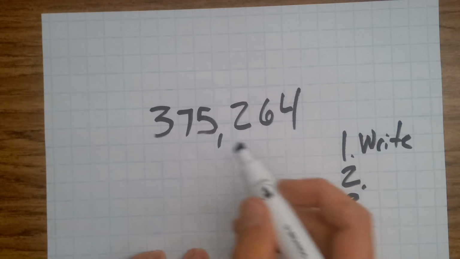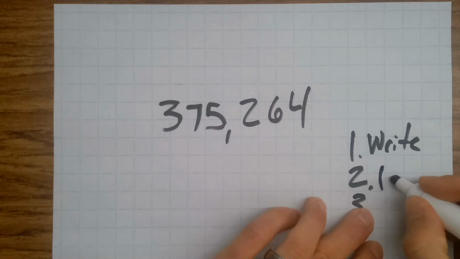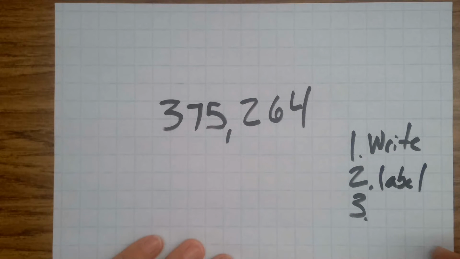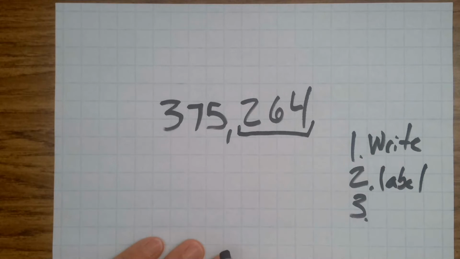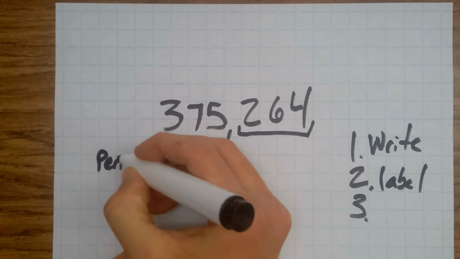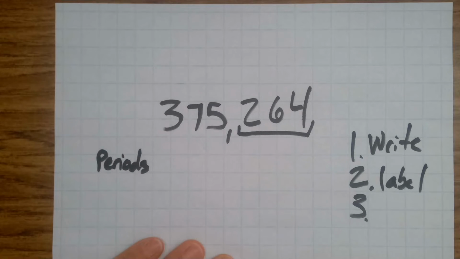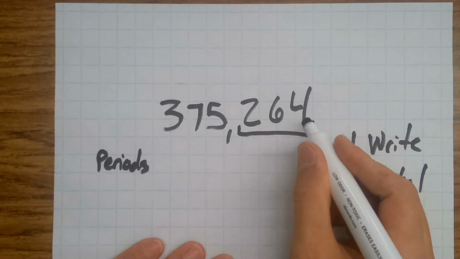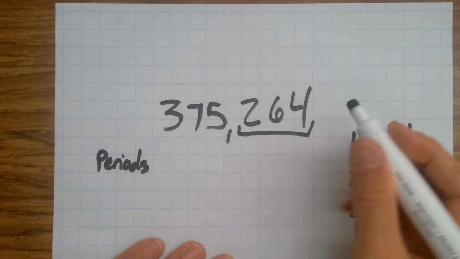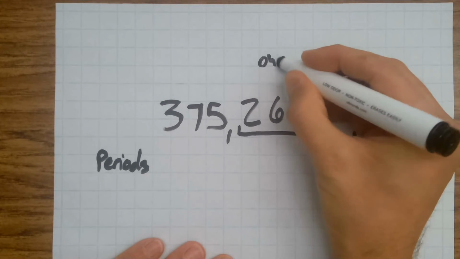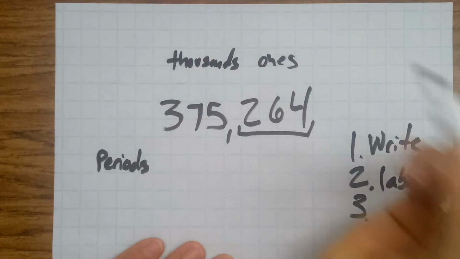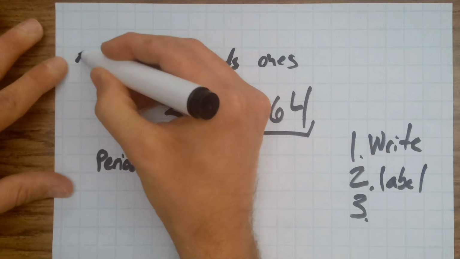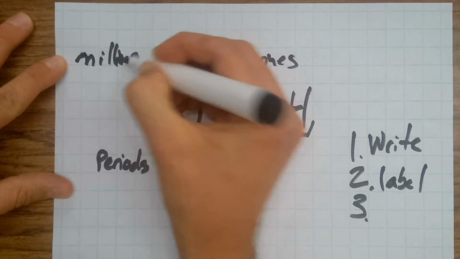And now after we've written it neatly, we need to label it. And what is helpful here is to notice that as we write, numbers are organized into what we call periods. No, not the periods that come at the end of a sentence. In math, periods are three numbers, and they have a period name. This is the ones period. This is the thousands period. If this number were to continue, we would be going into the millions period.